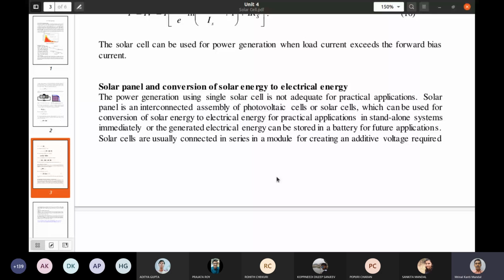The power generation using a single solar cell is not adequate for practical application. Solar panel is an interconnected assembly of photovoltaic cells or solar cells, which can be used for conversion of solar energy to electrical energy for practical application in a standalone system, or maybe small industry, or household component. And that generated electrical energy can be stored in some storage system, that is a battery, and can be used further.